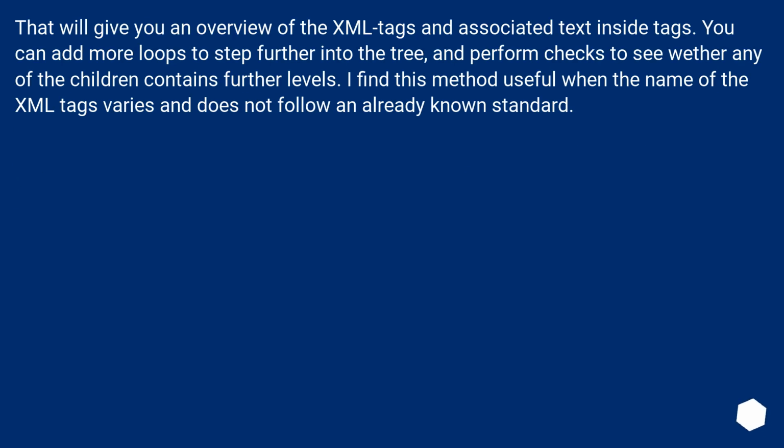That will give you an overview of the XML tags and associated text inside tags. You can add more loops to step further into the tree and perform checks to see whether any of the children contains further levels. I find this method useful when the name of the XML tags varies and does not follow an already known standard.